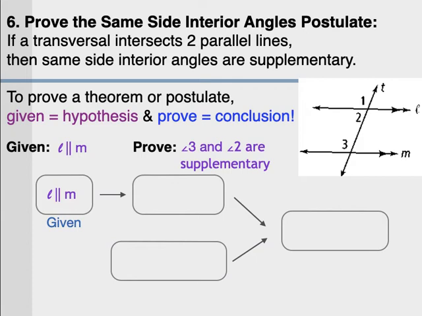Now, one of the rules about writing proofs for theorems and postulates is that when you're proving a theorem or postulate, you cannot use that theorem or postulate itself to write the proof. So we can use any of our previously learned theorems or postulates except for the actual same side interior angles postulate, because that's what we're trying to prove. We can't use circular logic and use it in its own proof. So that means we could use other types of angle pairs. We could use alternate interior, alternate exterior, and corresponding angle pairs.